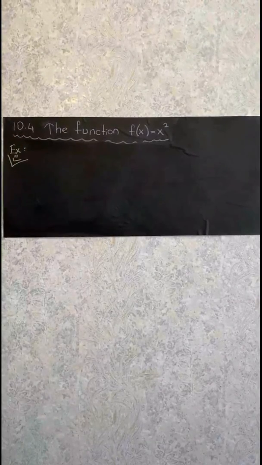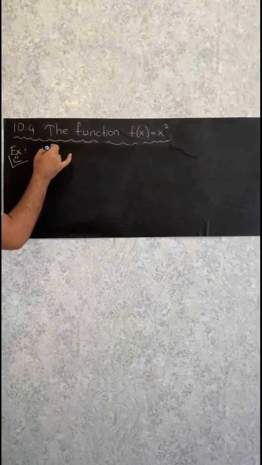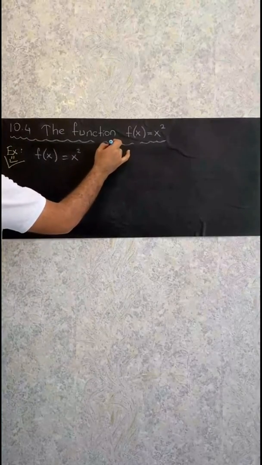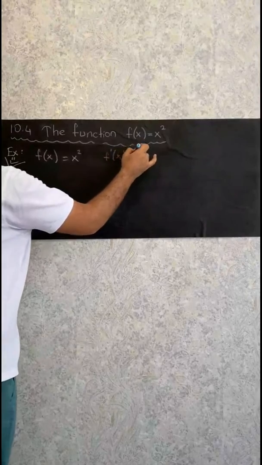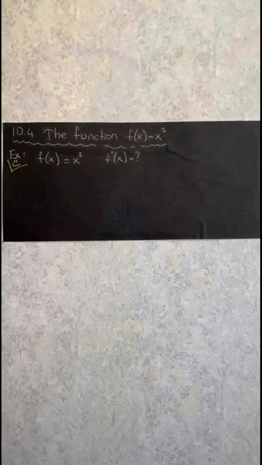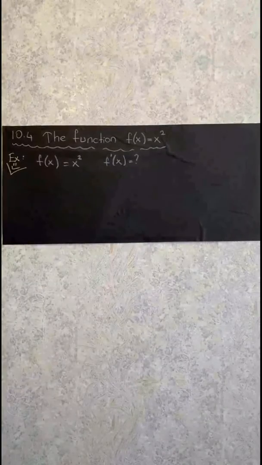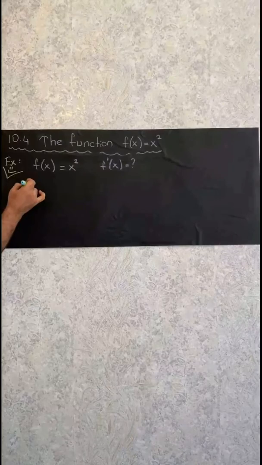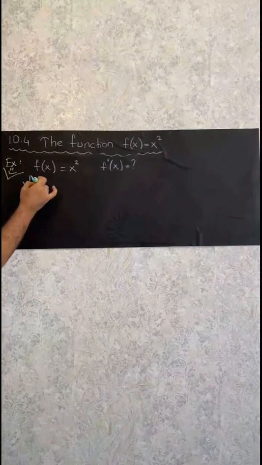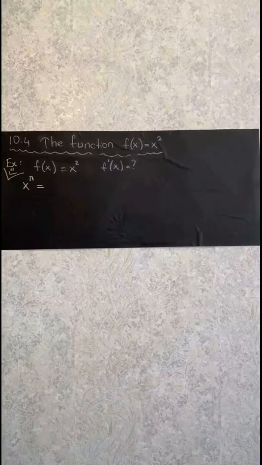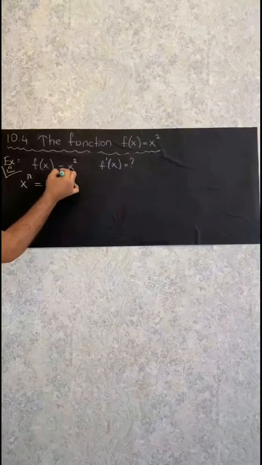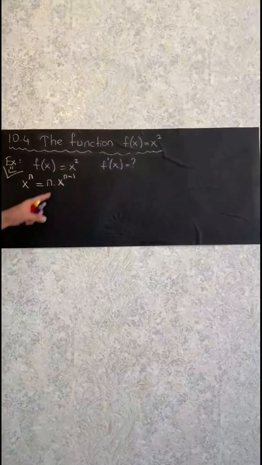The first example is an easy example: f of x equals x squared, find f prime of x. There are two ways. The first way is the limit, which is a long way. The other way is the basic rule, x to the power of n, where n is moved to the front as a coefficient and x is to the power of n minus 1.